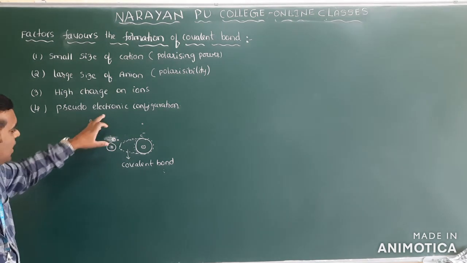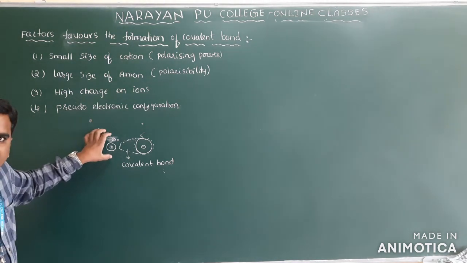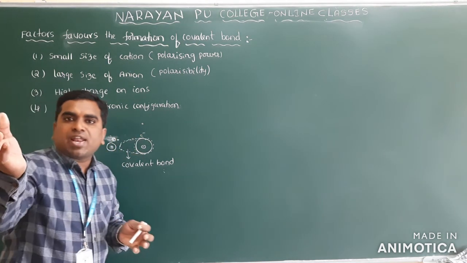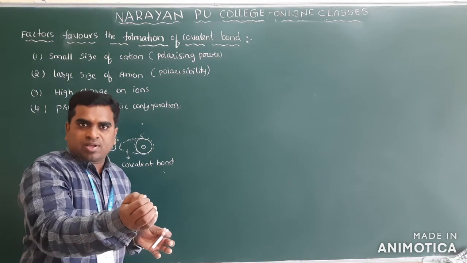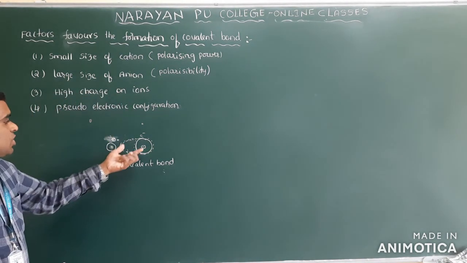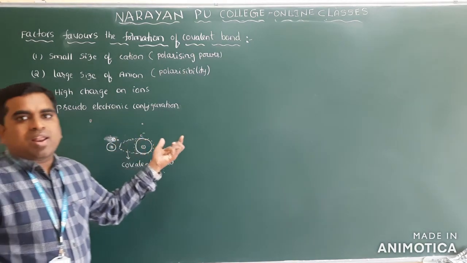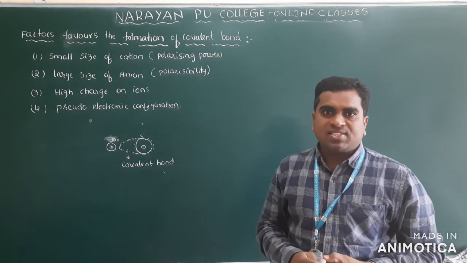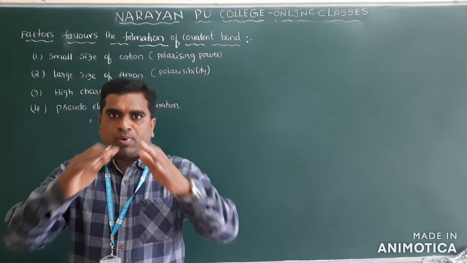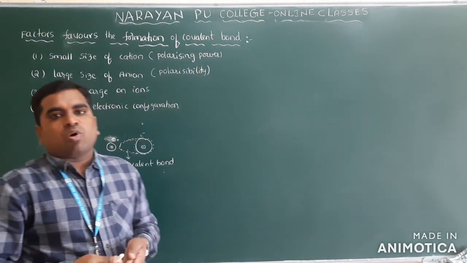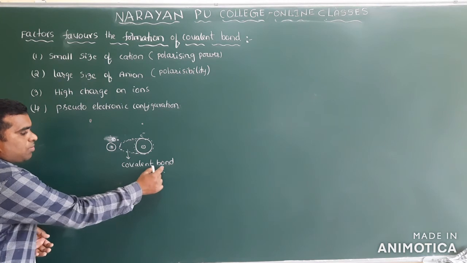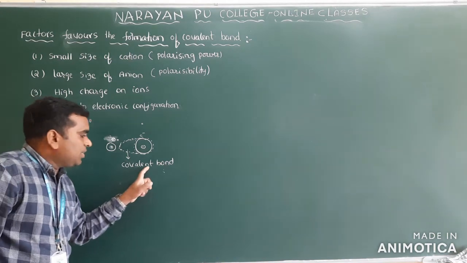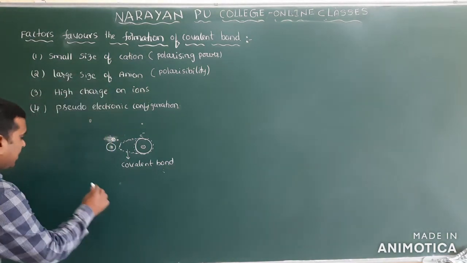So that's why this concept we call polarization. What is polarization? The cation attracts the electron cloud of the anion towards it. As a result, distortion of the electrons takes place. Distortion means that it was symmetrical and now it is not symmetrical. That leads to the formation of covalent bond. Greater the polarization, greater will be the covalent character. That is one concept.